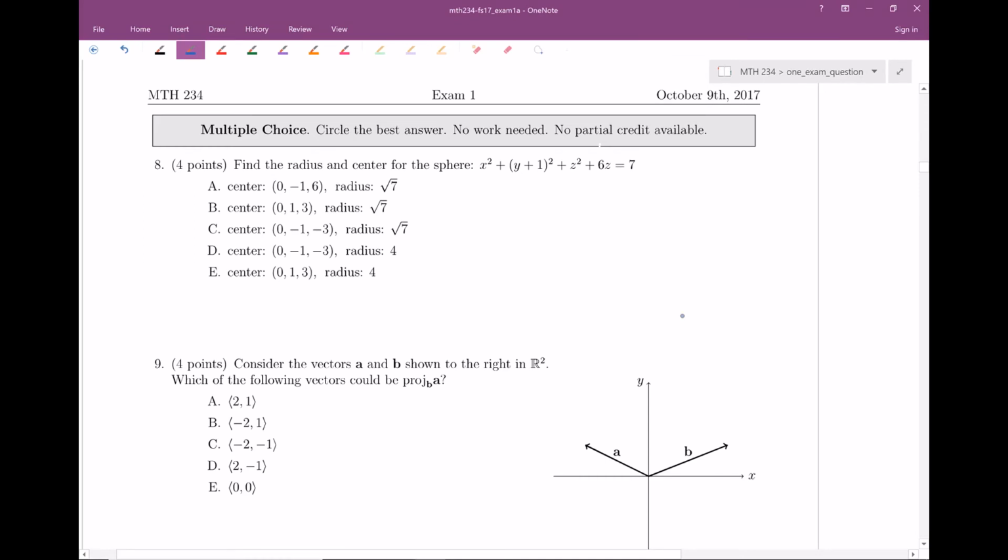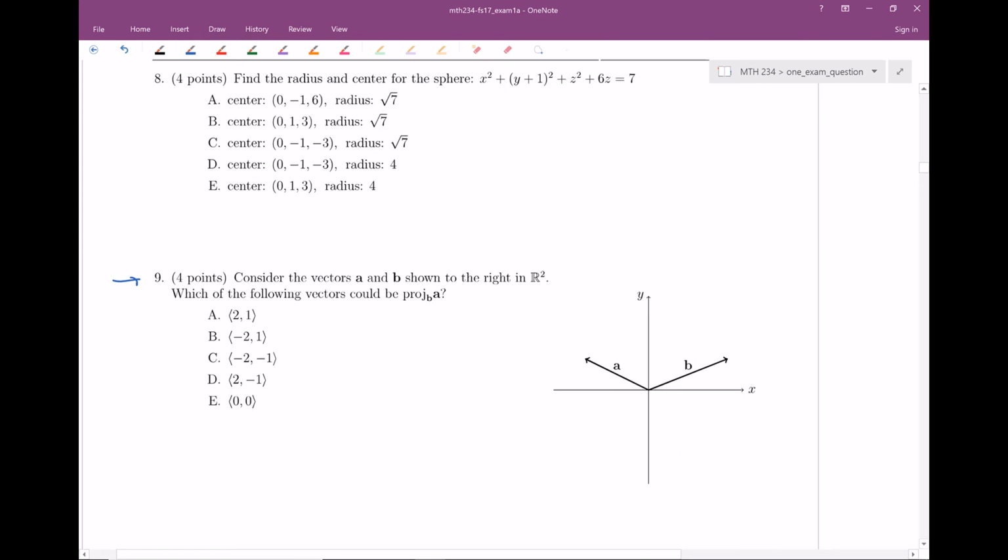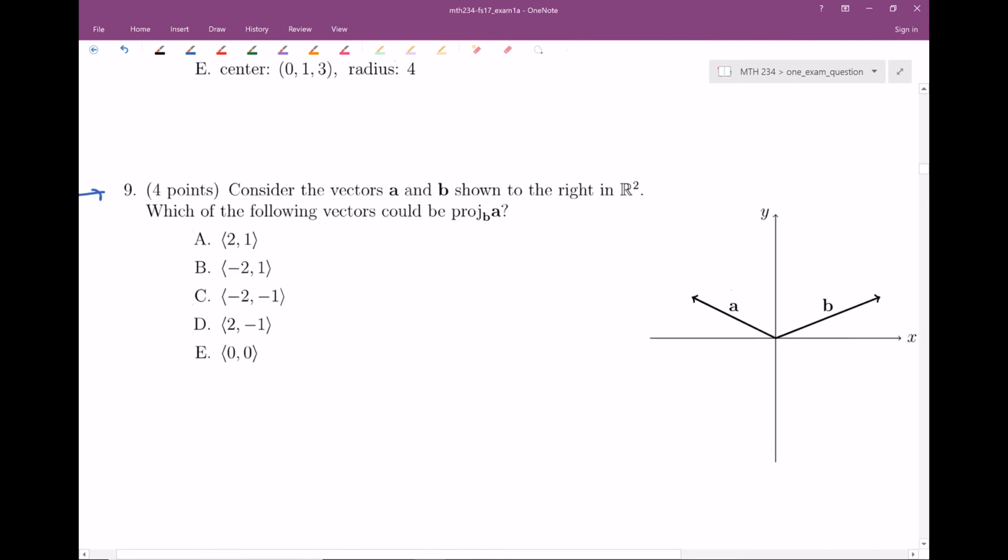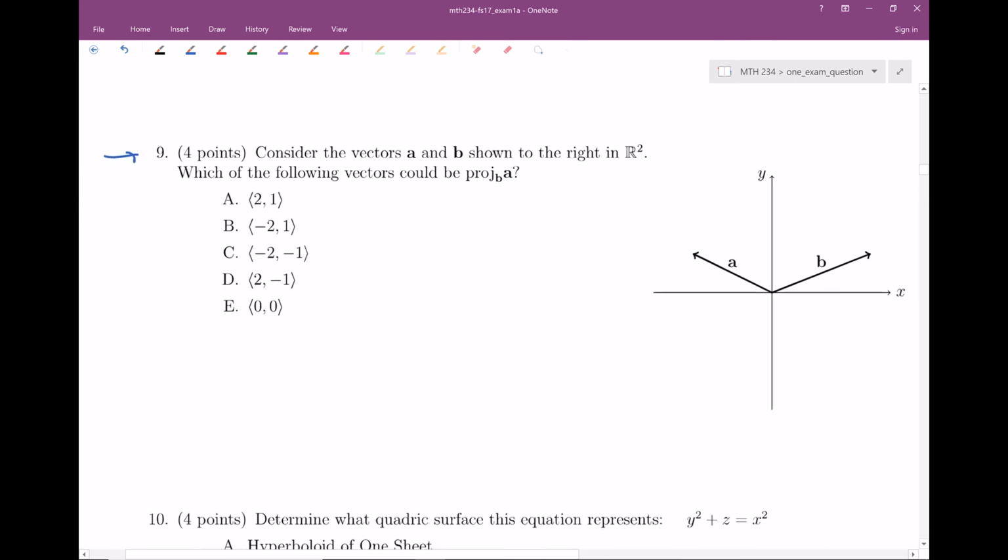Welcome everyone. In this video we're going to go over a 12.3 problem that's shown up on a previous exam. So in this case we're going to go over problem number 9 from fall semester 2017. This is a tricky problem. I wouldn't say super tricky, but it's a more conceptual problem, right?